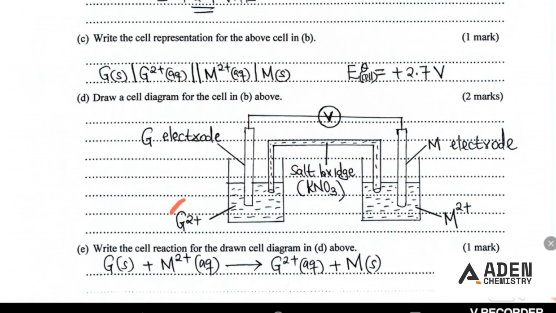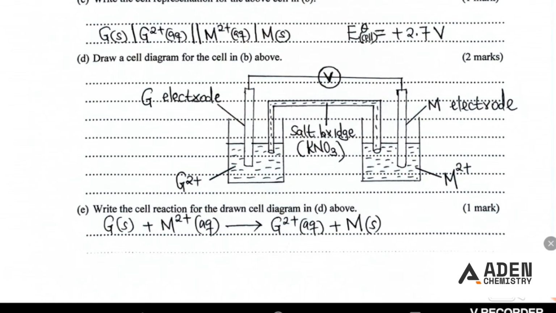Then we are going to have the solution of the G ion and the rod for that G, or the electrode. So we can write G electrode or G rod. On this other side, we are having the other beaker containing solution containing M2 ions, and the rod dipped into that solution is M rod or M electrode. Then the two electrodes are connected using a metallic wire, and the two solutions are connected using a salt bridge, and we are taking potassium nitrate as our substance that's in the salt bridge.